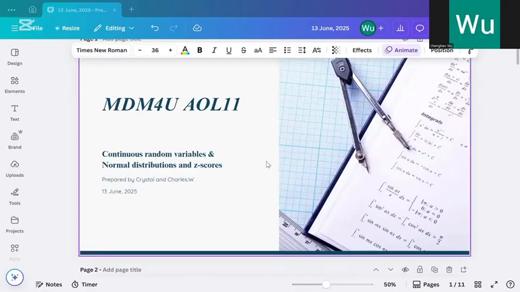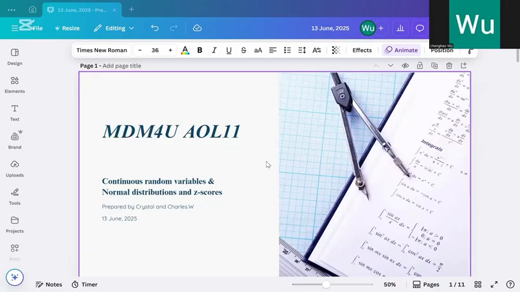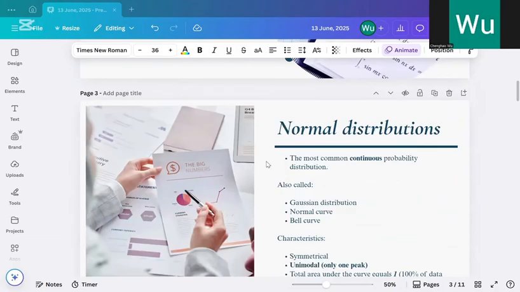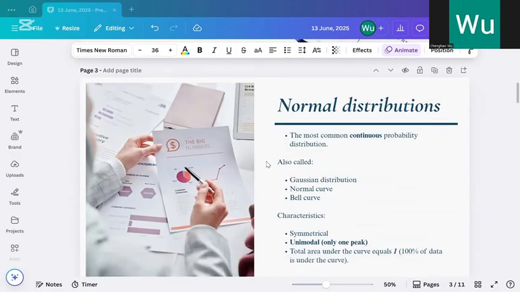Okay, now I'll talk about continuous random variables, normal distributions, and z-scores. The normal distribution is the most common continuous probability distribution. It's also called the Gaussian distribution, normal curve, and bell curve.